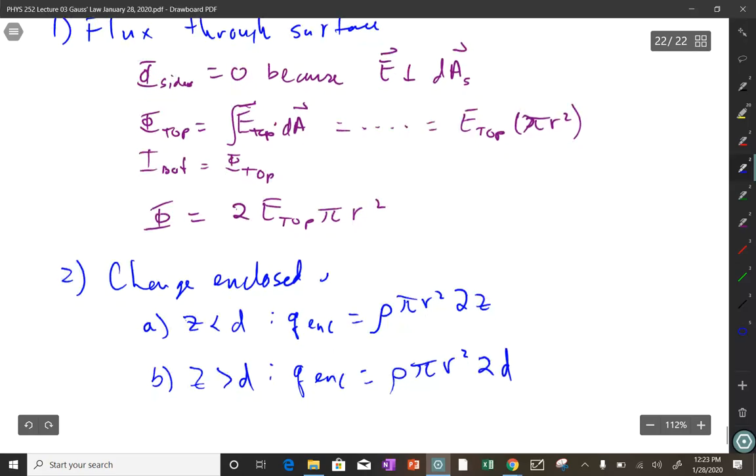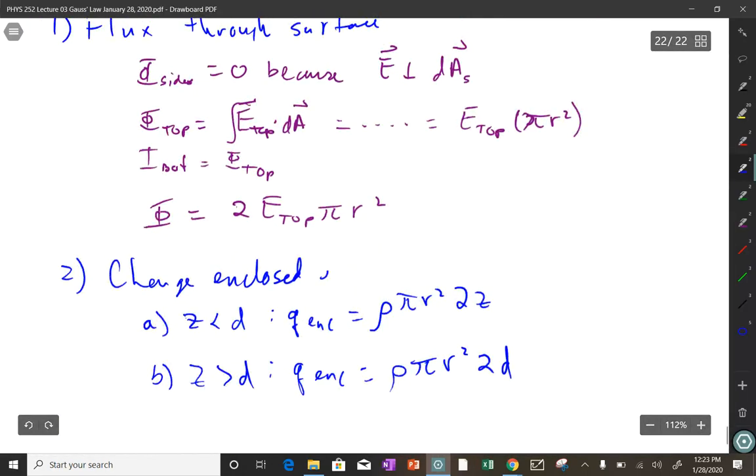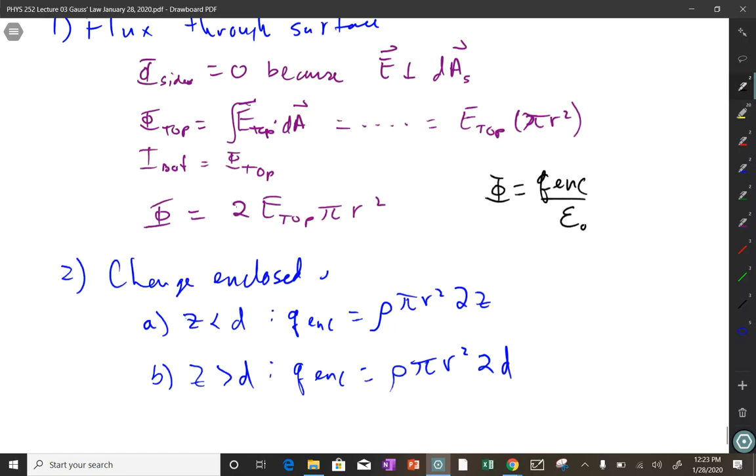What's the final thing we do mathematically? Really? I used up both pages. I wrote too big. Don't we just add? No, we don't add them. So we've calculated the flux, we've calculated the Q enclosed, we just put them in. And so you're going to get two answers, one for Z less than D and one for Z greater than D. And what you're going to find is one of them depends on Z and one's independent of Z.